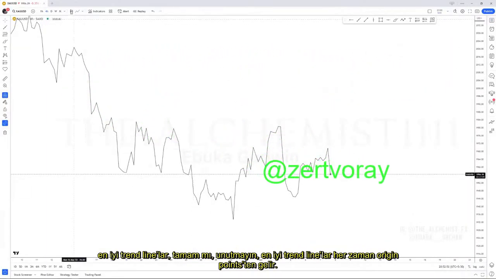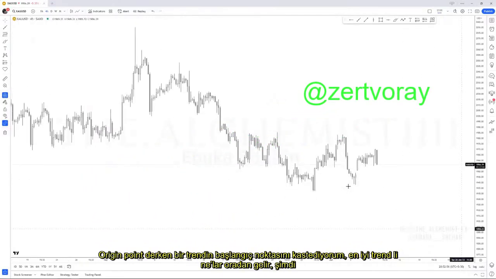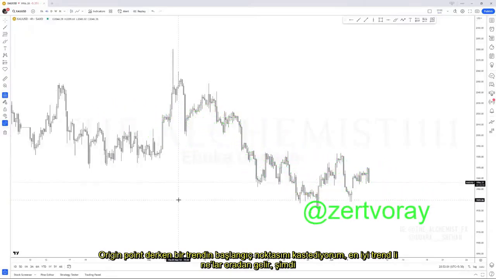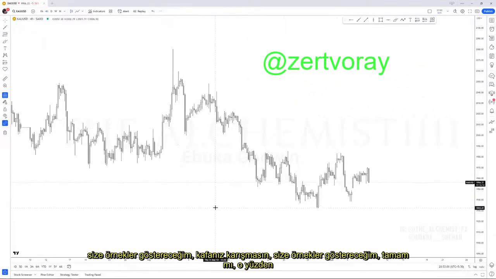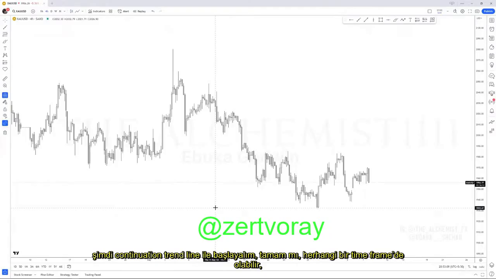Okay, so now let me show you some examples. And also, this is the main thing that you should remember. The best trend lines will always come from the origin points. By an origin point, I mean the origin point of a trend. That is where the best trend lines come from. Now, I'll show you examples. Don't get confused.